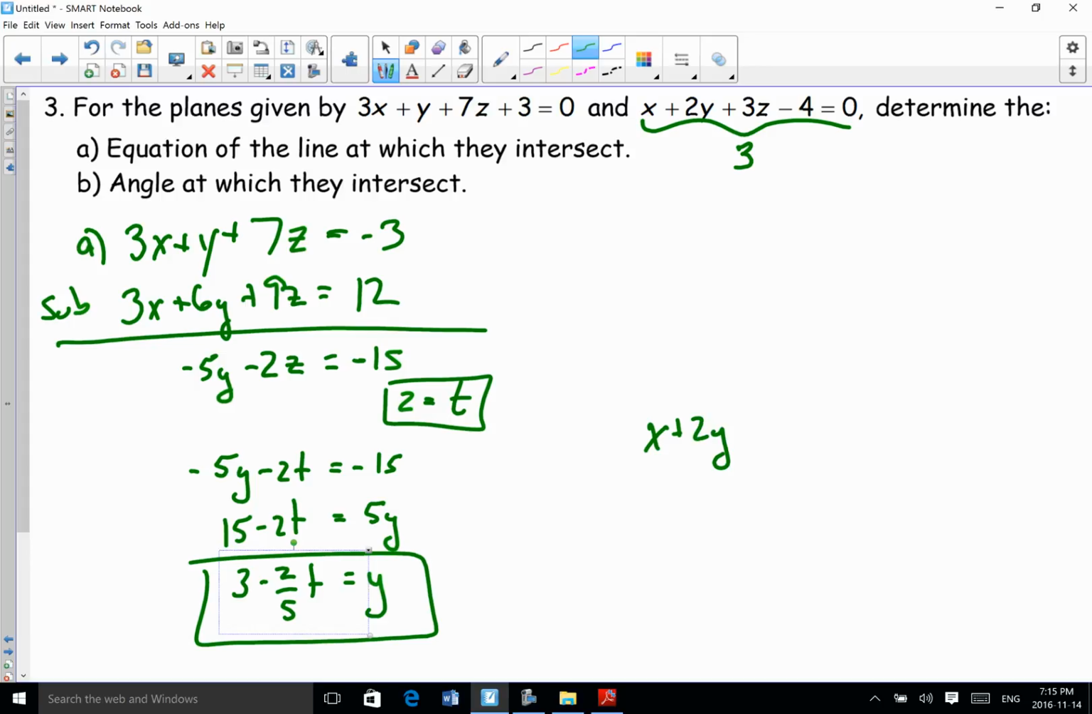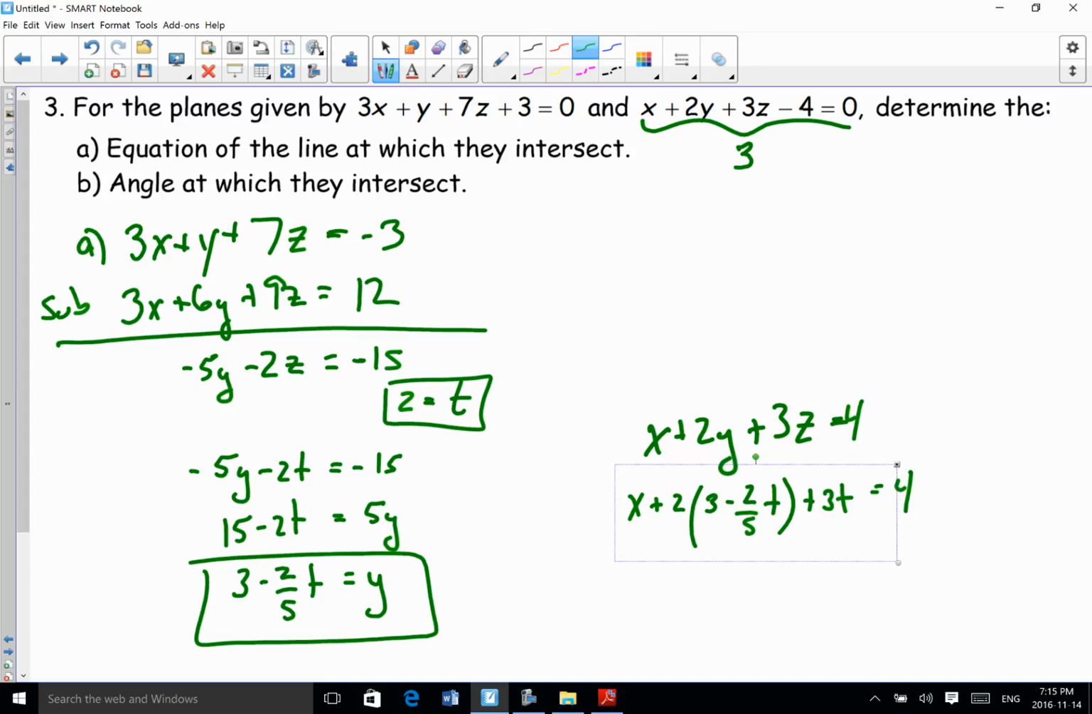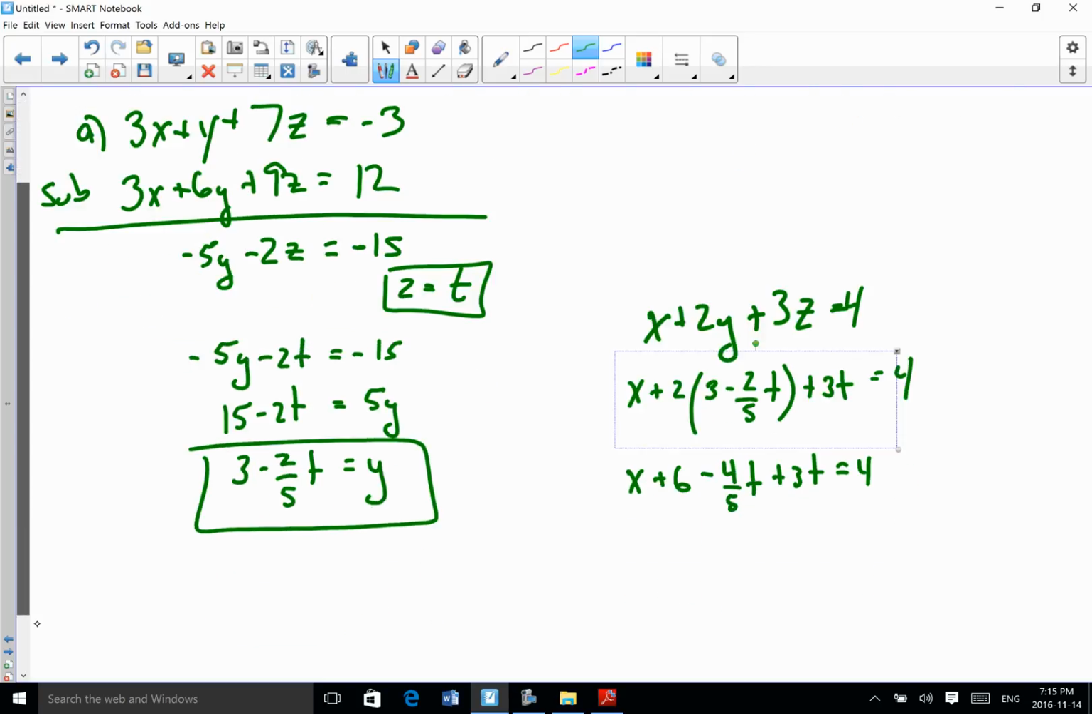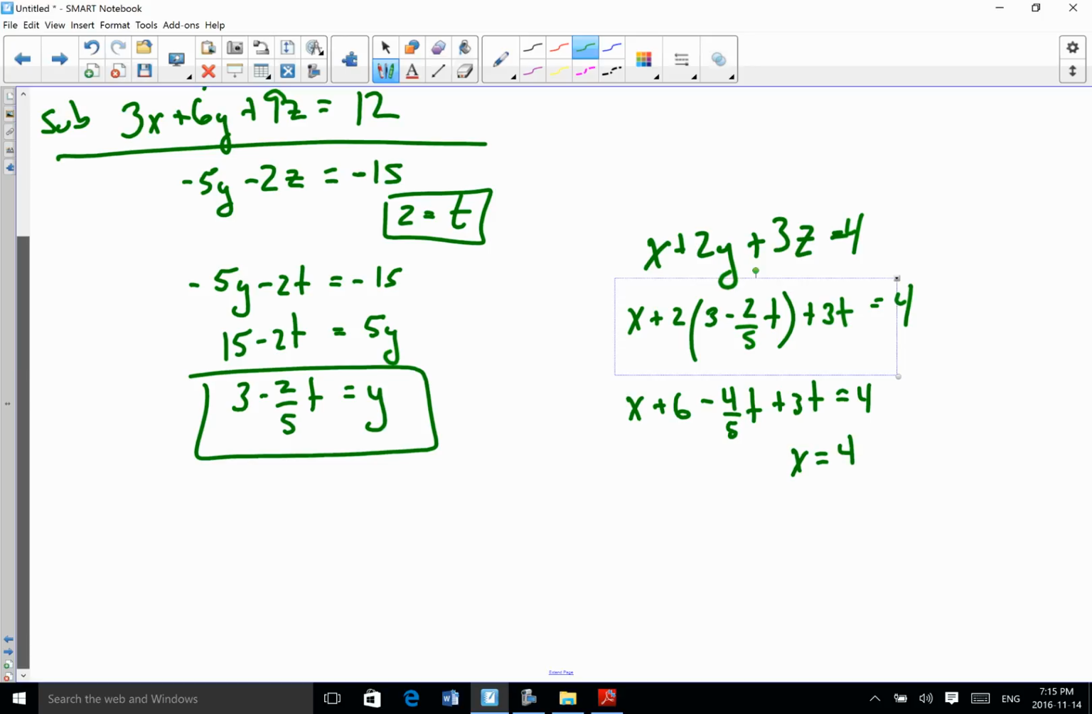So one of my initial equations was x plus 2y plus 3z equals 4. And we know some things. We know now that y is 3 minus 2/5 t. We know z is just t. And we have this 4. So we'll expand our brackets. Minus 4/5 t plus 3t equals 4. And then we'll rearrange for x. So we'll get 4 minus 6 plus 4/5 t minus 3t. Or in other words, x is negative 2. And then 4/5 minus 3t is negative 11/5 t.